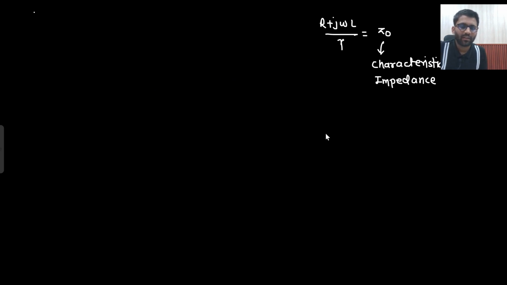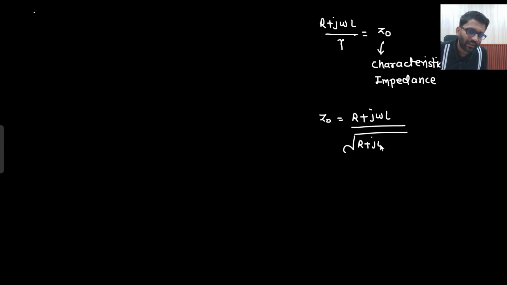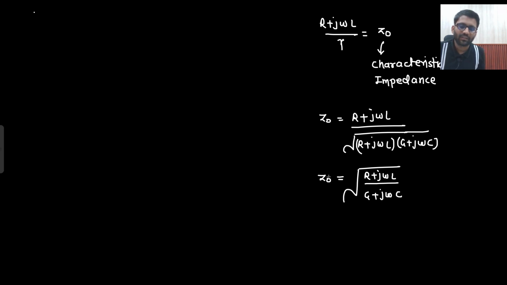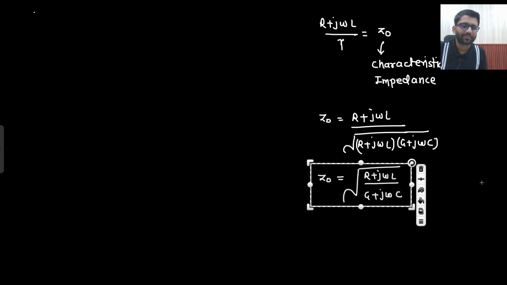So what is the value of gamma? Z naught would be equal to R plus j omega L divided by gamma. Gamma is the square root of (R plus j omega L) into (G plus j omega C). So what is the value of Z naught you are getting? Square root of (R plus j omega L) divided by (G plus j omega C). This is the value of Z naught you are getting.